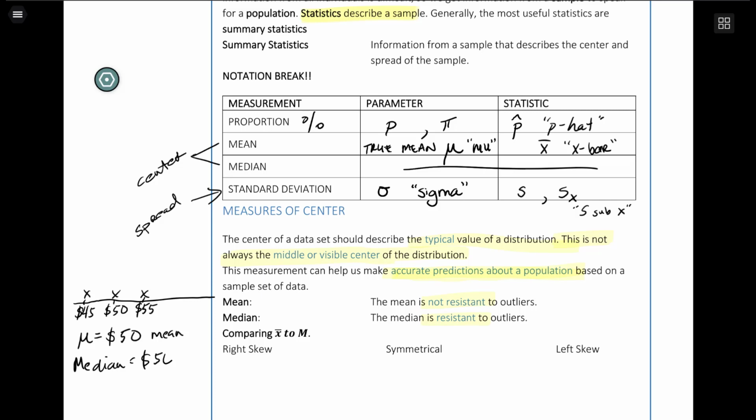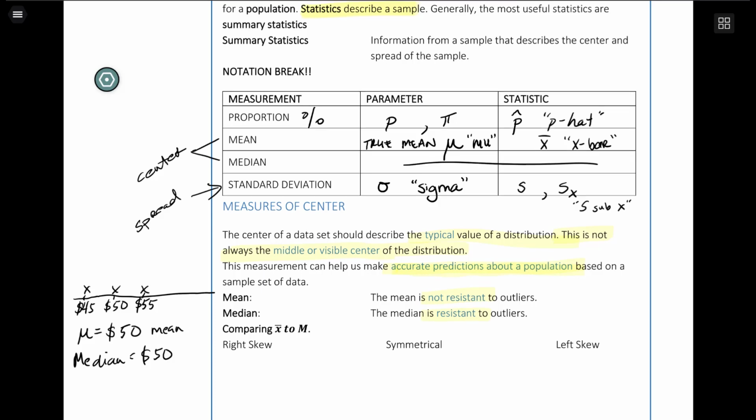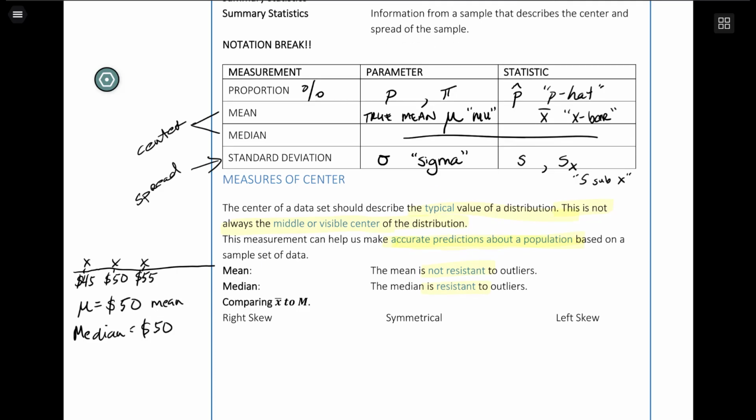So what we want to notice here is this is a symmetrical distribution, and the mean and median are actually identical to each other. In any distribution that is truly perfectly symmetrical, meaning it's the same shape going straight down the line, same folded in half, the mean and the median are located at the exact same spot. They are the same value, and it's right in the visible center of that distribution.